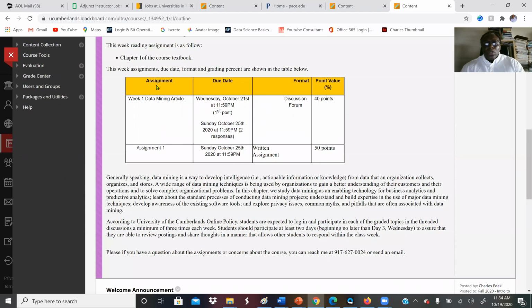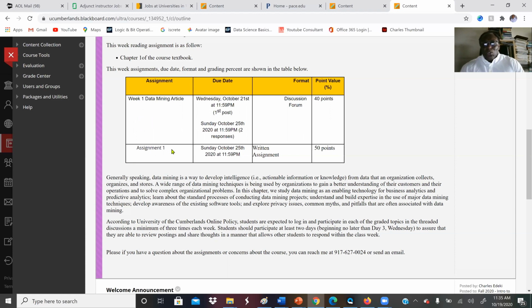Now, when we go to our table here, the first column is the assignment. The second column is the due date. The third column is the format of our assignment, what we need to do. Then the point value. The point values here are not percentages, they are points. For example, in week 1, we will start with the discussion. We may have a discussion forum. In our week 1 discussion forum, there's a data mining article. We are going to read the article, then summarize it. When we go to the discussion section, we will see the guidelines.